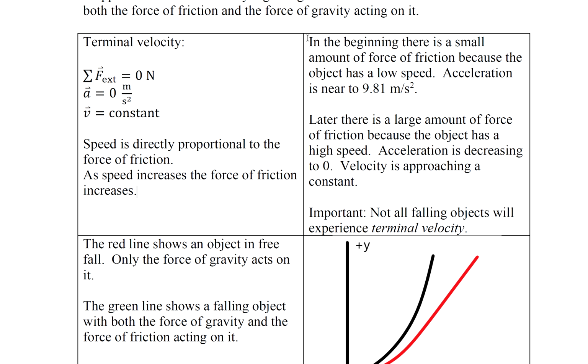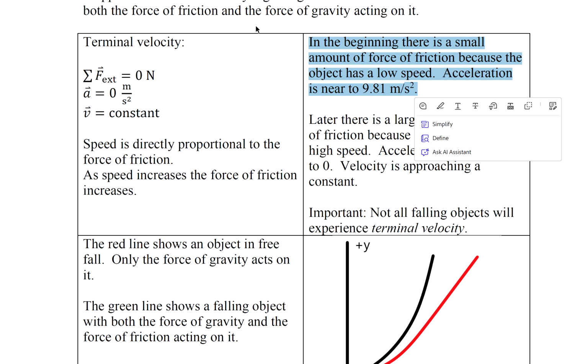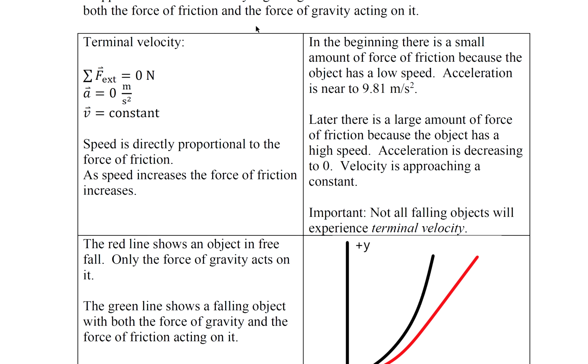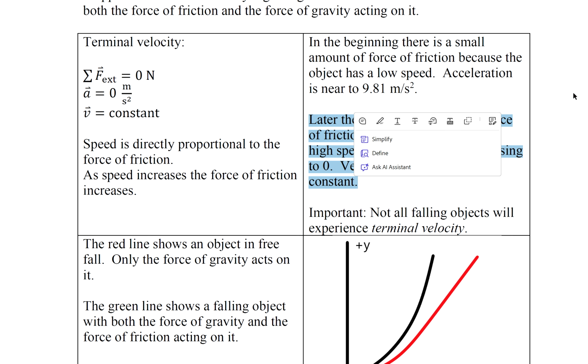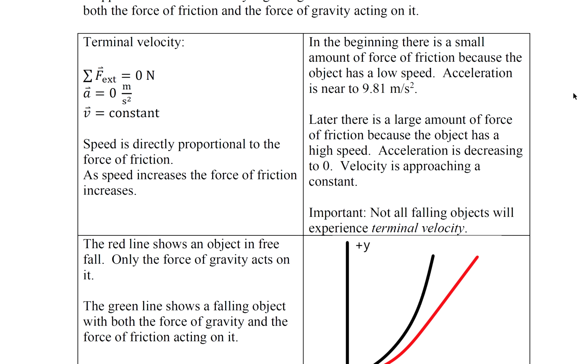So if we drop an object from rest from a high height, in the very beginning, force of friction is low because the speed is low. As the speed increases, the force of friction increases. And something to remember, not all falling objects will experience terminal velocity. Terminal velocity is when force of friction up equals force of gravity down. That doesn't always happen.